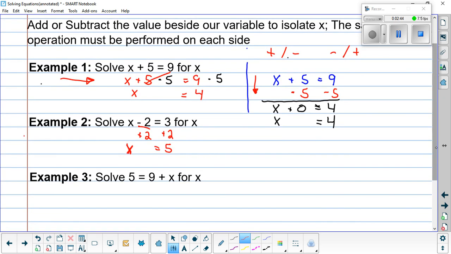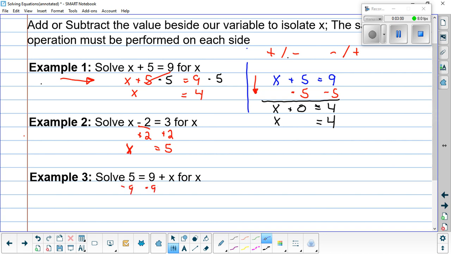Let's do one more. We don't have x on the left, but it doesn't matter. We just want to isolate it. It doesn't matter what side we isolate it on. This is one thing that a lot of people struggle with. What's the opposite of this plus 9 out here? Let's minus 9. So let's minus 9 here.